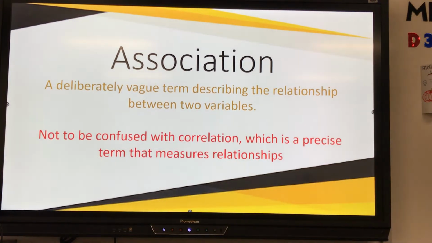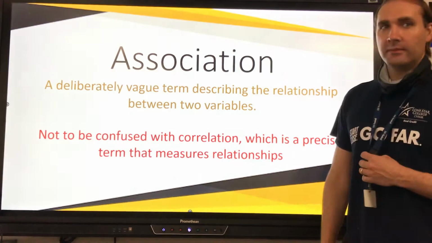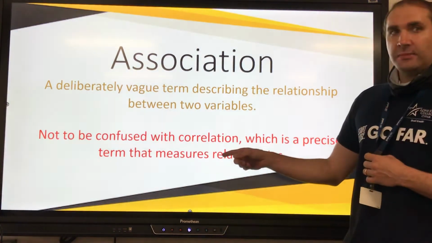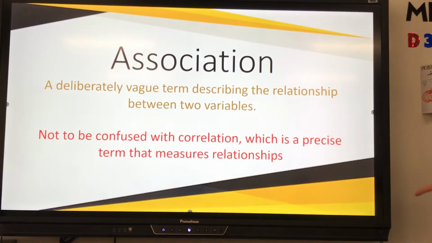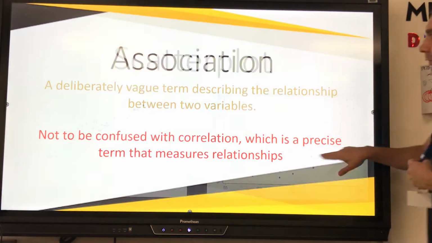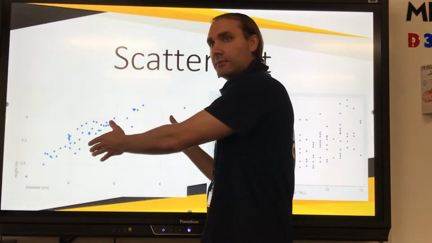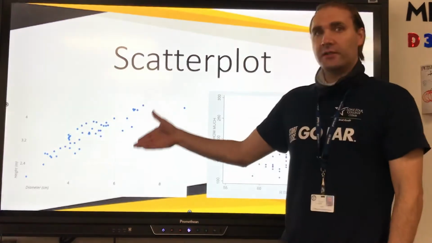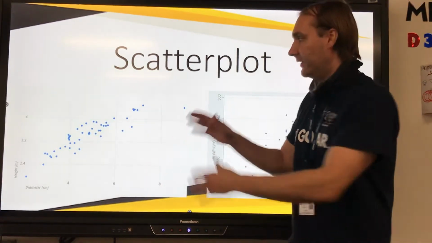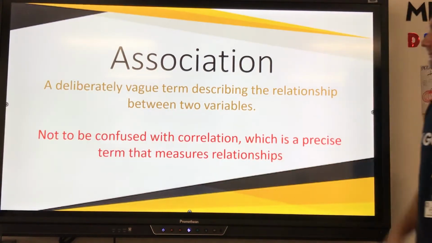Now, a very important term, association. It's a deliberately vague term describing the relationship between two variables. It's not to be confused with a correlation, which is a precise term that measures the relationship. So I see that there may be an association here, but I haven't done data and calculations to actually prove that there's a correlation. Does that make sense? I can see an association, but I can't prove it yet, which is a correlation.